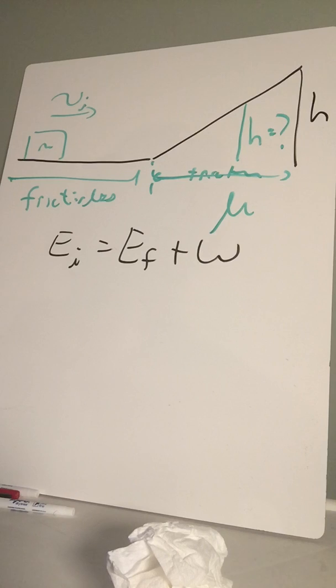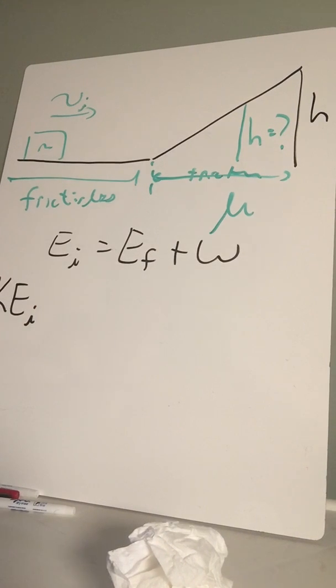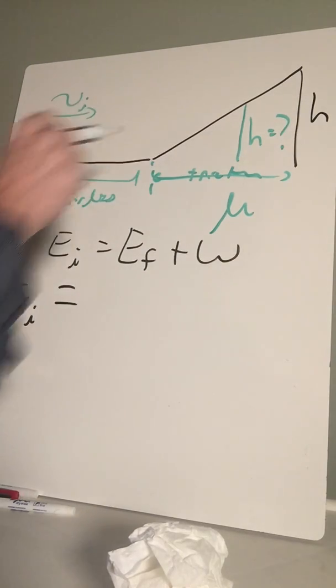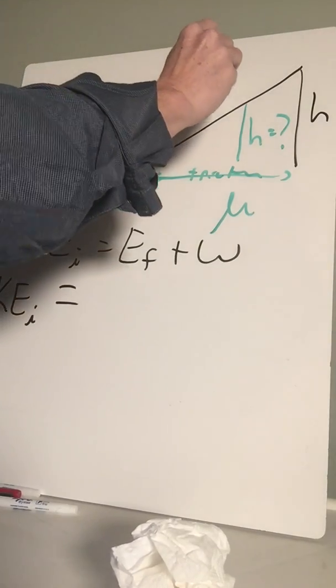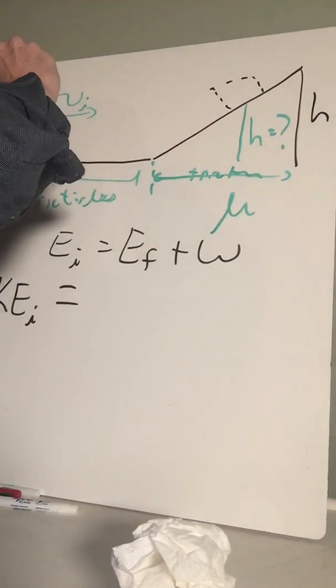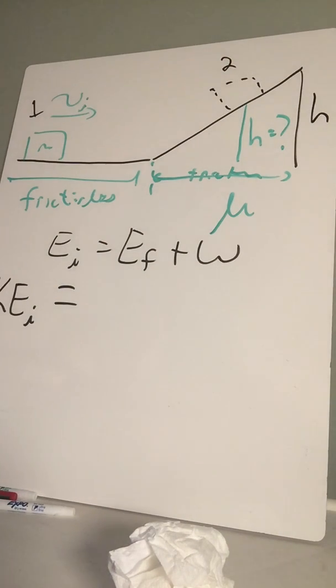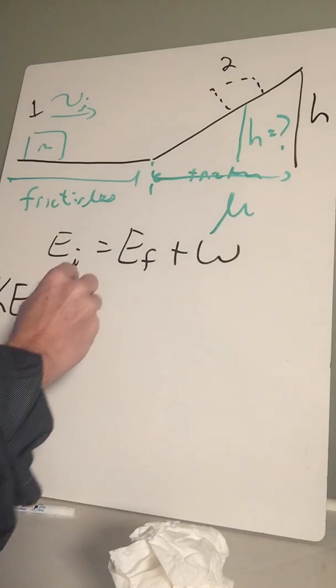So initially, the block is just sliding, which means the only thing it's doing is moving. No gravitational potential and no springs. Now the moment we strike here, it's going to start going up the plane. Now this is the key. I want to know, so this is phase 1, that's phase 2. When it reaches maximum height, what's the velocity? The velocity will be 0, so that means there's no kinetic energy.